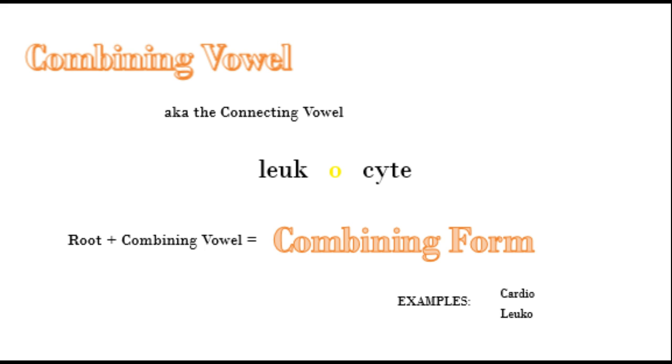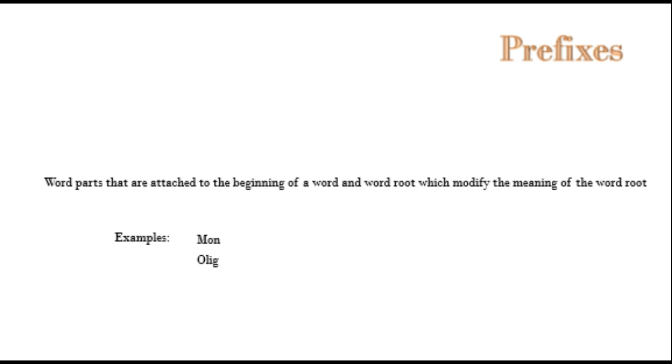Next, we are going to look at prefixes. A prefix is a word part that is attached to the beginning of a word and word root, and which modifies the meaning of the word root. If we return to our example above, the prefix of monarchy is mon, while the prefix of oligarchy is olig. Here it is the prefix that differentiates between the meaning of the two words, indicating a government ruled by either one or a few people.